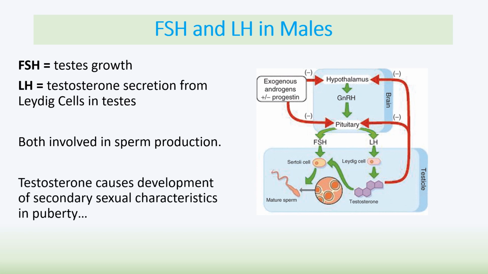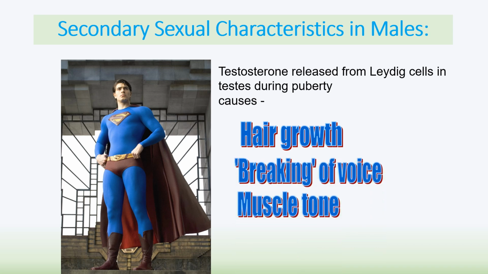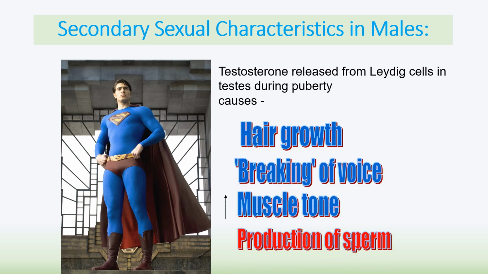So if we have a look here, the hypothalamus releases gonadotrophin releasing hormone. That goes to the pituitary. The pituitary then releases FSH, which causes the testes to grow, and LH, which causes the release of testosterone, and then them together cause the secondary sexual characteristics changes. So hair growth in males, breaking of voice, muscle tone development, and the production of sperm, allowing reproduction.